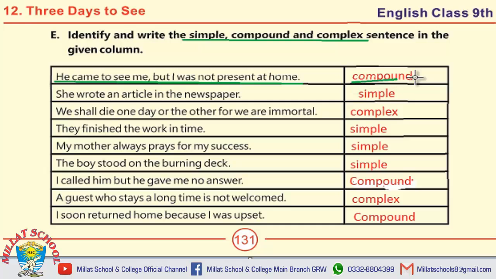This is compound sentence because the sentence consists of 2 main clauses. Sentence number 2. She wrote an article in the newspaper. This is simple sentence because the sentence only has one main clause. Sentence number 3. We shall die one day or the other, for we are immortal. This is complex sentence. Sentence number 4.